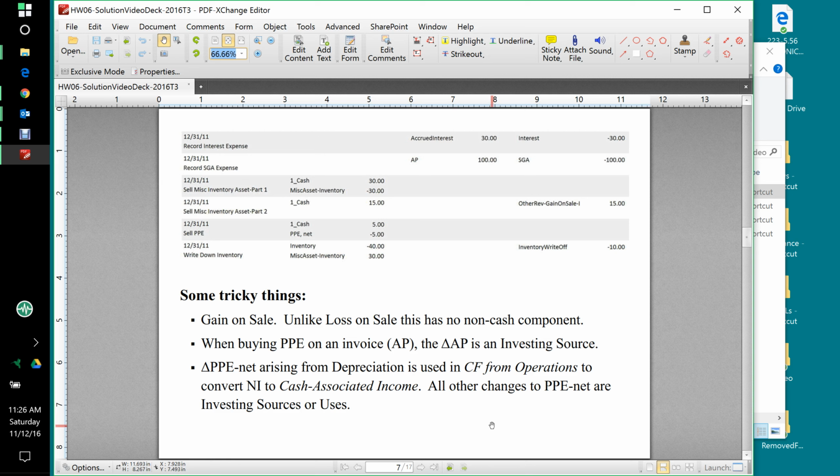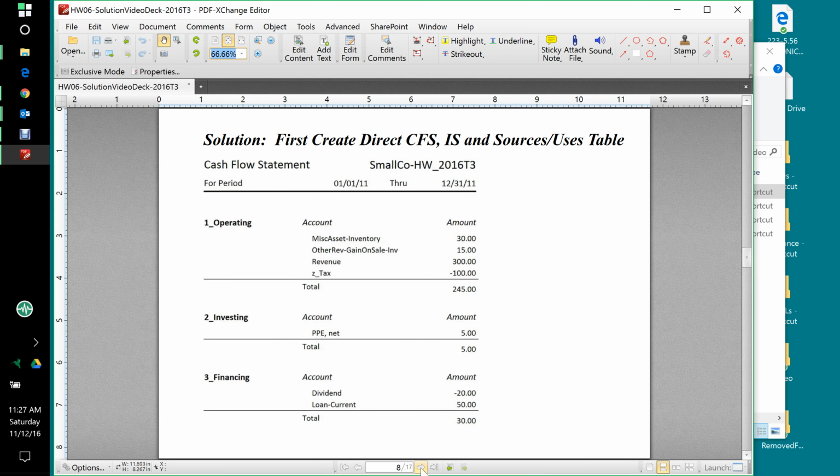All other changes in net PPE, which would be sales of PPE or purchases of PPE, are investing sources or uses. Okay, so those are the only three tricky things here. And like I say, the change in net PPE associated with depreciation is especially tricky.